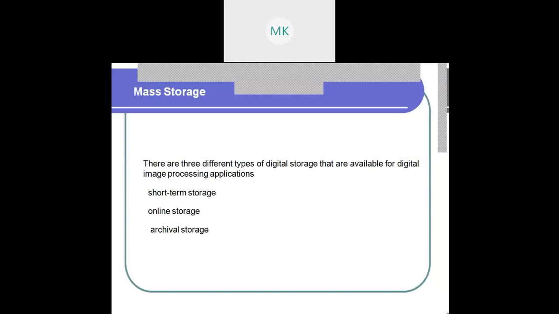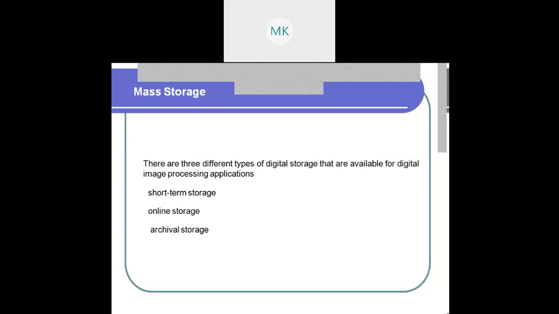Mass storage capacity is a must in image processing applications. So we need to store the image by using mass storage devices. An image of size 1024 by 1024 pixels, in which the intensity of each pixel is an 8-bit quantity, requires 1 megabyte of storage space if the image is not compressed.